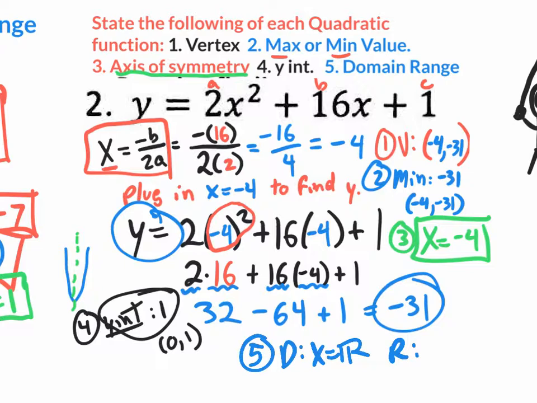Y is what? Greater than or equal to that minimum value of the parabola. So y is greater than or equal to what? Negative 31. Y is greater than or equal to that minimum value of the parabola. So again, if your parabola is opening up and it reaches that minimum value of negative 31, then it goes back up, you know that it's at negative 31 and above negative 31. So y is at negative 31 or above negative 31. Y is greater than or equal to negative 31.